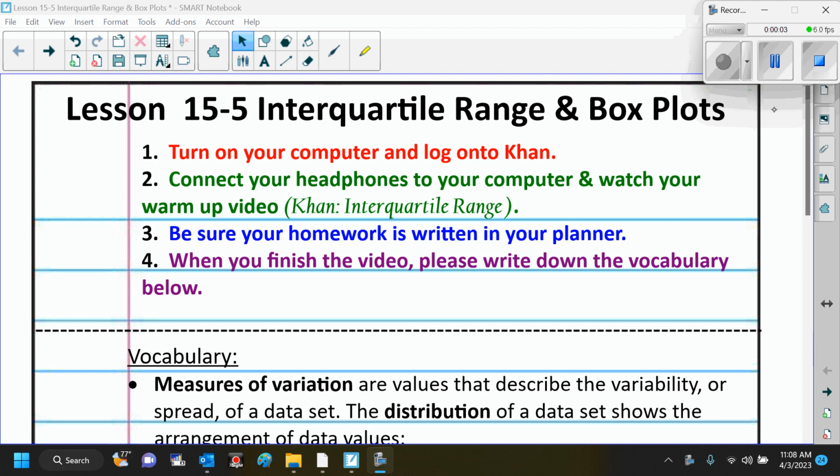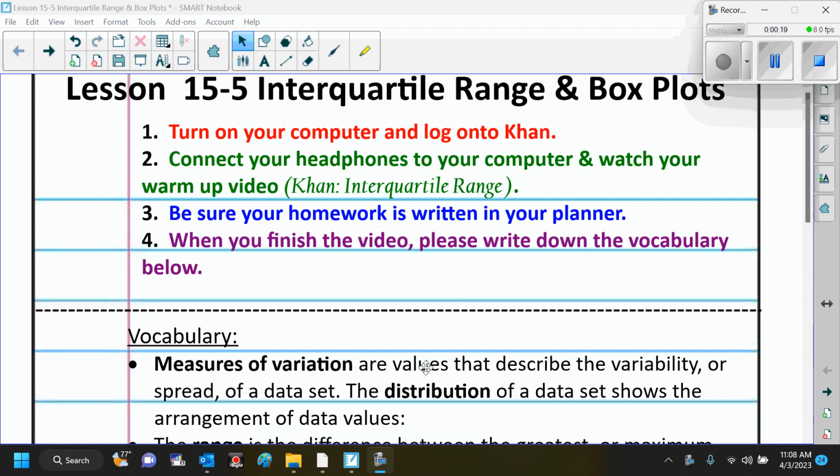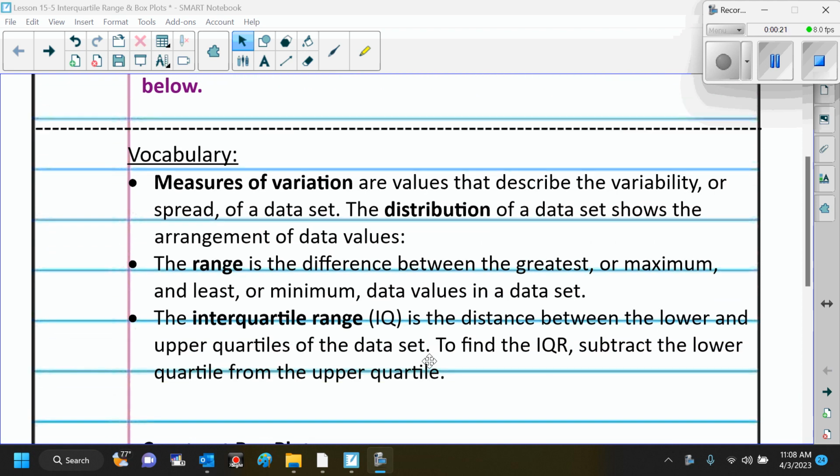Today's lesson is 15-5, which is interquartile range and box plots. So the first thing we're going to do is watch this video in Khan called the interquartile range. And then when you finish watching that video, you're going to write down the vocabulary listed here.